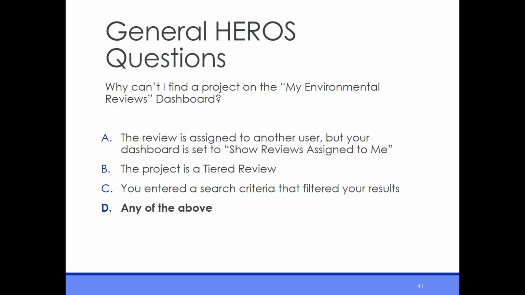Another possibility is that the review you're looking for is a tiered review. Those are on a separate dashboard. So if you are looking for a tiered review, you need to press the Go to Tiered Reviews button, and you'll be taken to the Tiered Reviews dashboard. And finally, you may have limited the reviews you're seeing by filtering your results. You can filter most of the columns on the dashboard to search for specific key terms. So make sure you aren't filtering by something you don't want to filter by if you want to get all the results. So that's it for me.